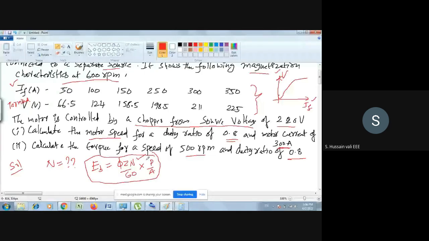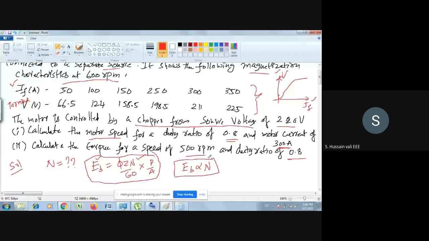Okay. So to find out the speed, what do you require here? Of course, some constants are also there. So I will say that EB is proportional to N. I can write it like this.